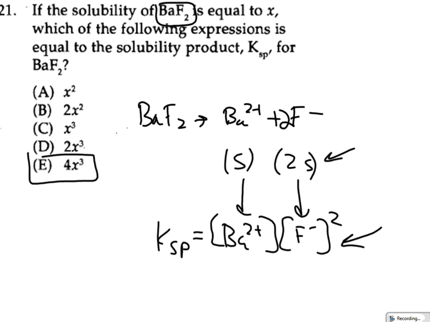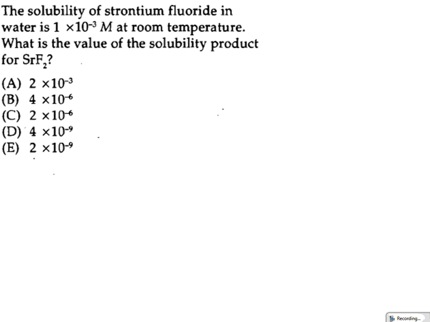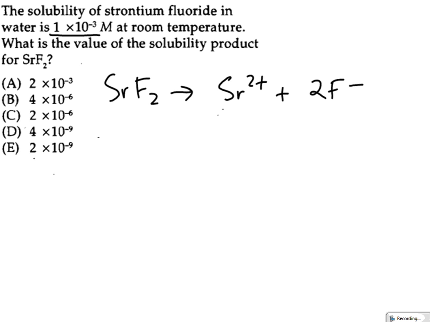Solubility of strontium fluoride in water. So they're telling you that's the solubility. What's the value of the solubility product? Here's an example. Strontium fluoride is SrF2. That's going to break into Sr2 plus and 2F minus. It is a 2-to-1 ratio. When they're telling you the solubility, they're telling you S. So this is 1.0 times 10 to the negative third. This, pay attention to the subscript, is double, so I go 2.0 times 10 to the negative third.